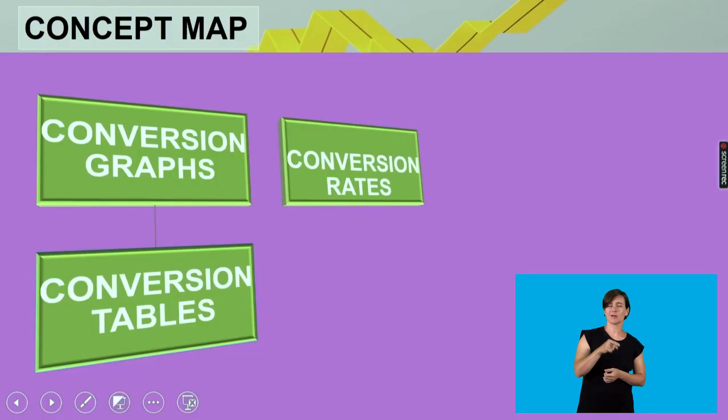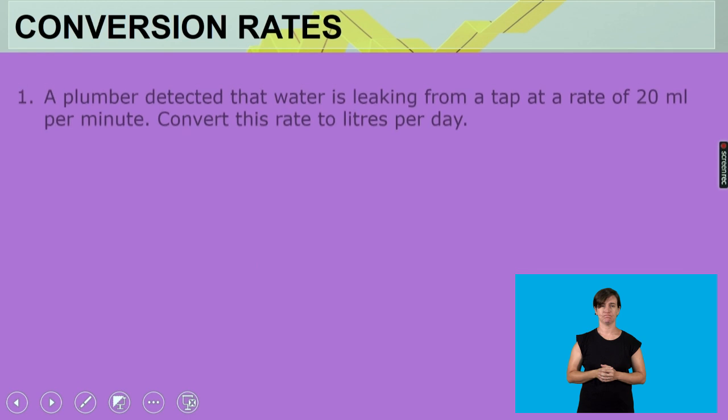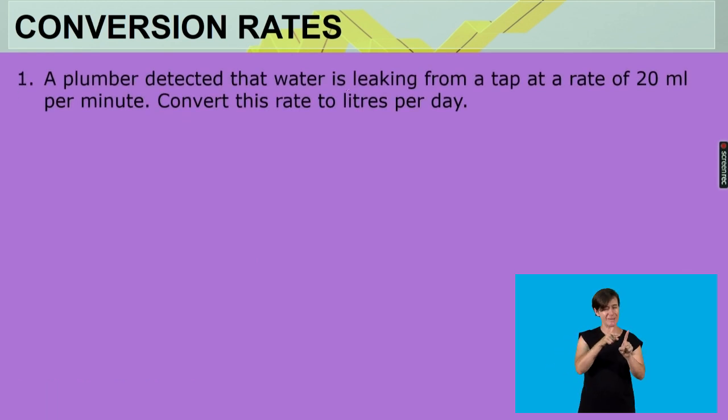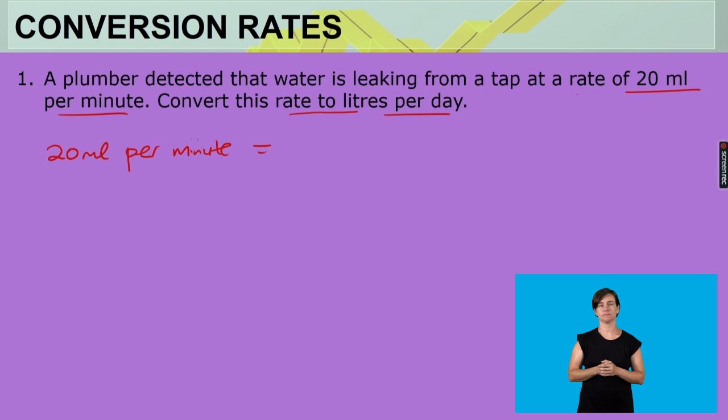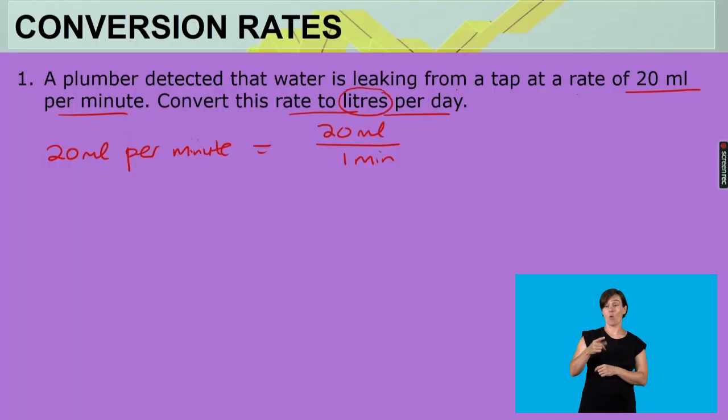Now we'll be looking at a conversion rate, okay? So our question here says, a plumber detected that water is leaking from a tap at a rate of 20 milliliters per minute. Convert this rate to liters per day, right? So looking at this, I can say 20 milliliters per minute. Are we clear? But now remember, I must convert this to liters per day, right?